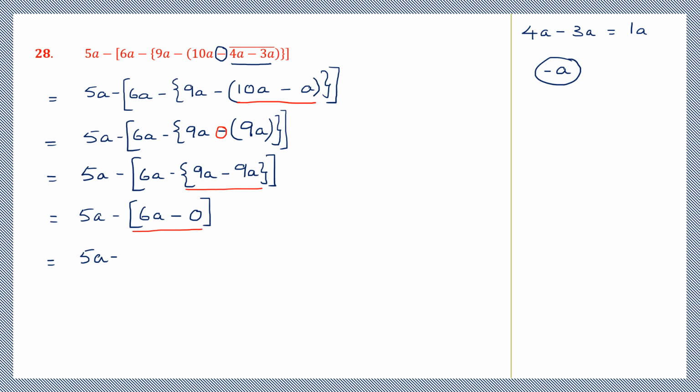6a minus 0 is 6a itself. So that is 6a. Now we're going to simplify this. Signs are different. Put the sign of the bigger number and subtract. 6 minus 5 is 1, so our final answer here is minus a. This is our final answer.